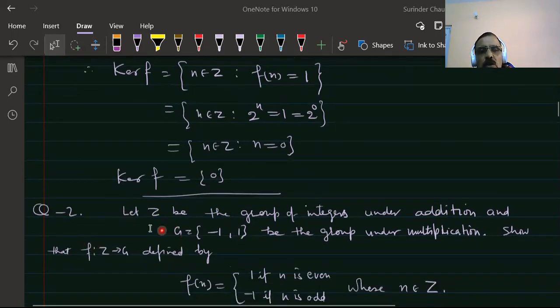Now, the second problem is: let Z be the group of integers under addition, and G consists of two elements, minus 1 and 1.